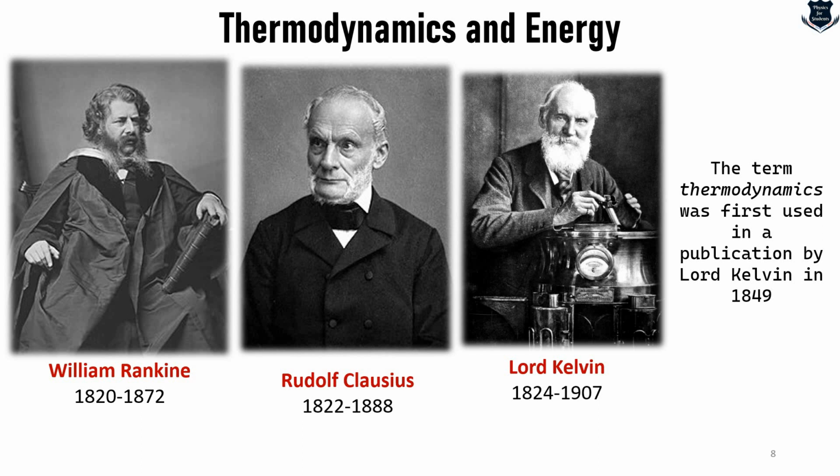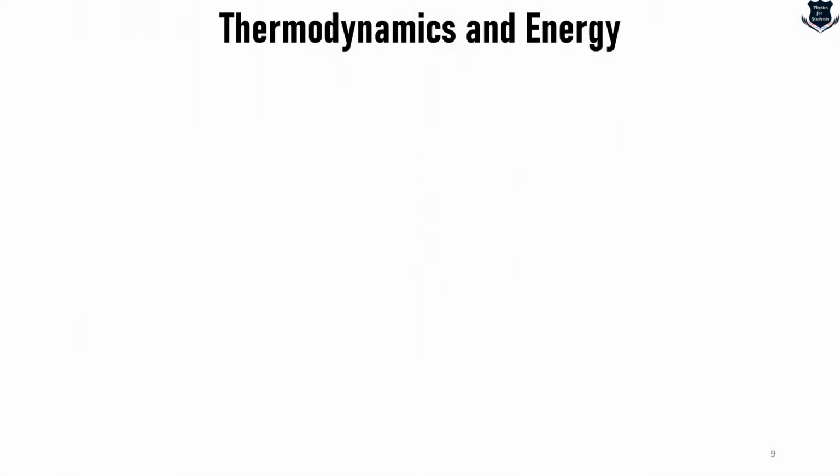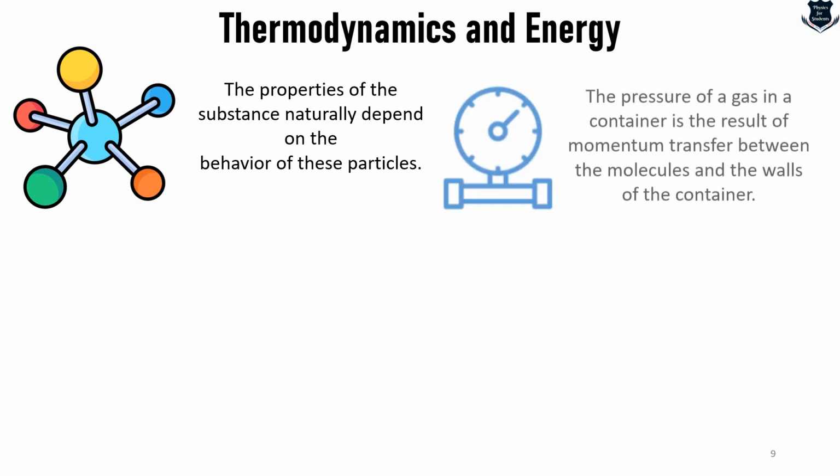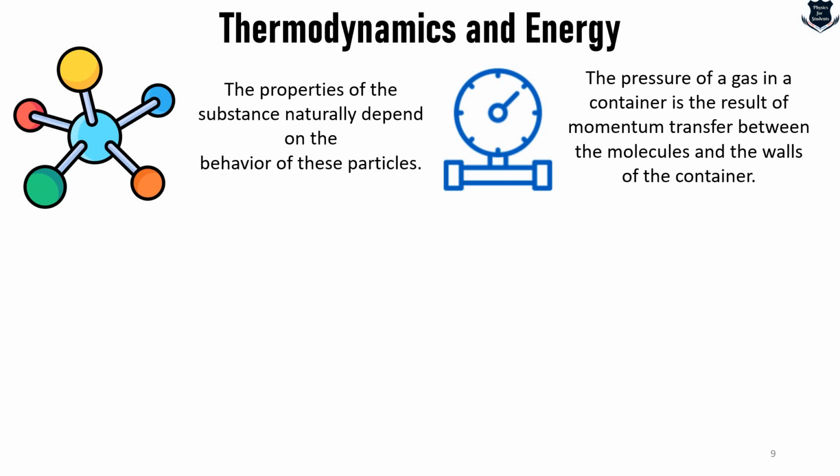So this actually shows the evolution of the atmospheric engine, and how the steam engine seed was basically planted. Now, it is well known that a substance consists of a large number of particles which we know as molecules. The properties of the substance naturally depend on the behavior of these particles. So, for example, the pressure of a gas in a container, as you can see in the figure, is the result of momentum transfer between the molecules and the walls of the container.